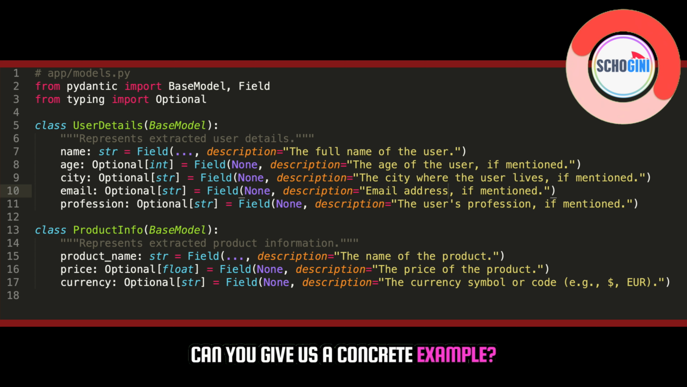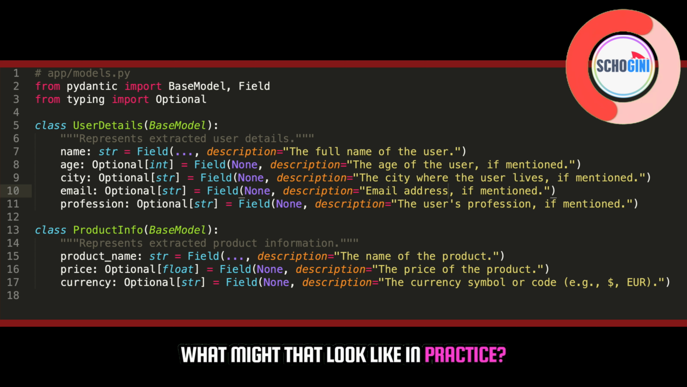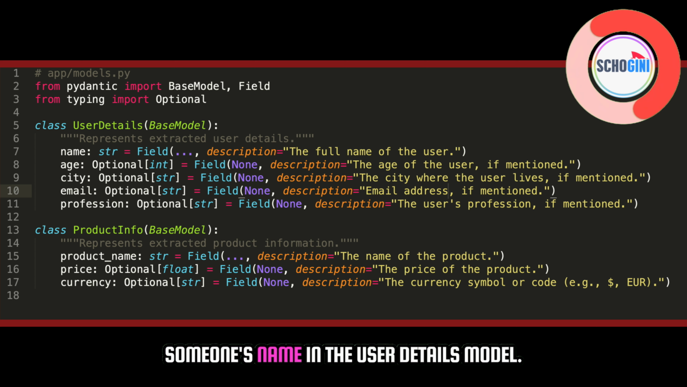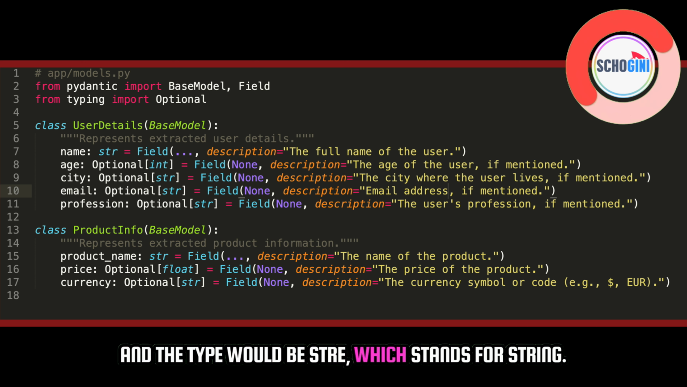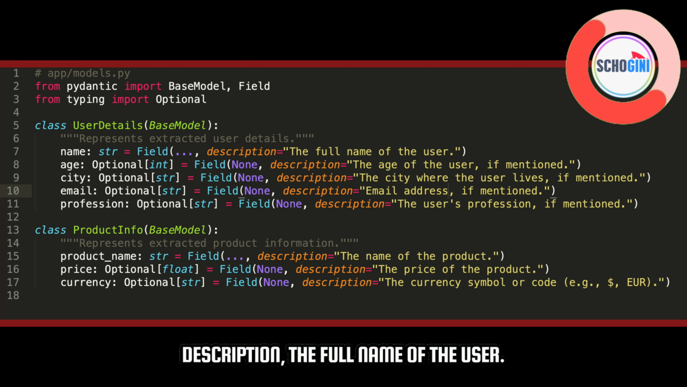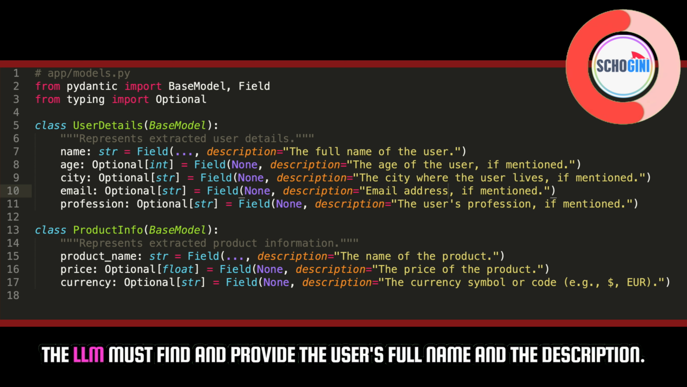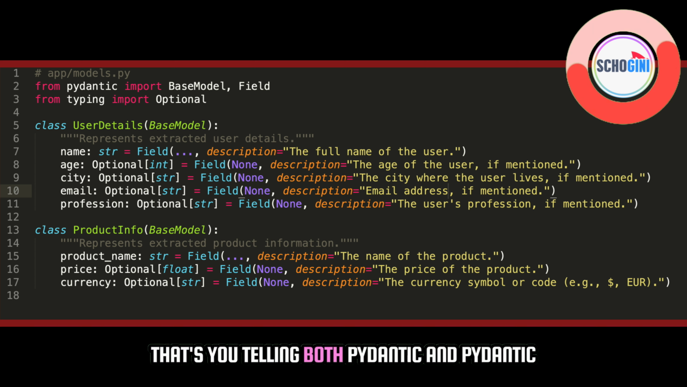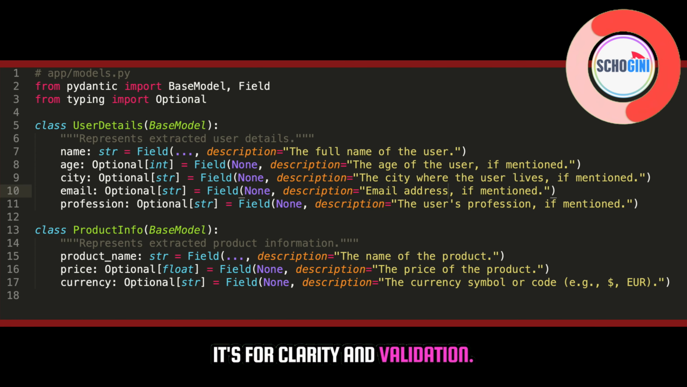Can you give us a concrete example? The tutorial mentions a UserDetails model. What might that look like in practice? Okay, so let's say you want to extract someone's name in the UserDetails model. You would define a field called name, and the type would be str, which stands for string. You would define it like name: str = Field(description="The full name of the user"). Okay, name: str. That makes sense. What about the ellipsis and the description part? The ellipsis means this field is required. The LLM must find and provide the user's full name. And the description, that's you telling both Pydantic and the LLM exactly what this field should contain. It's for clarity and validation.